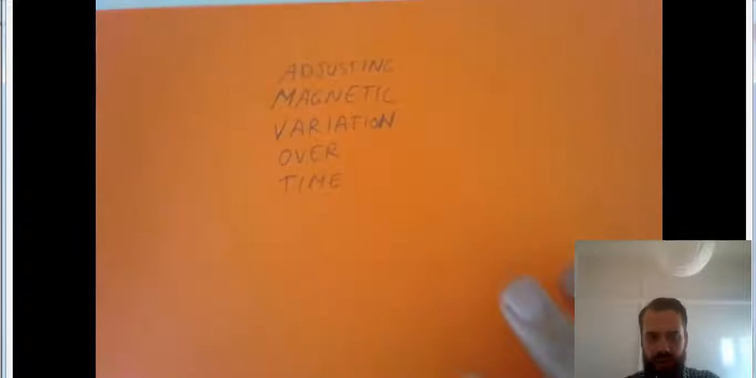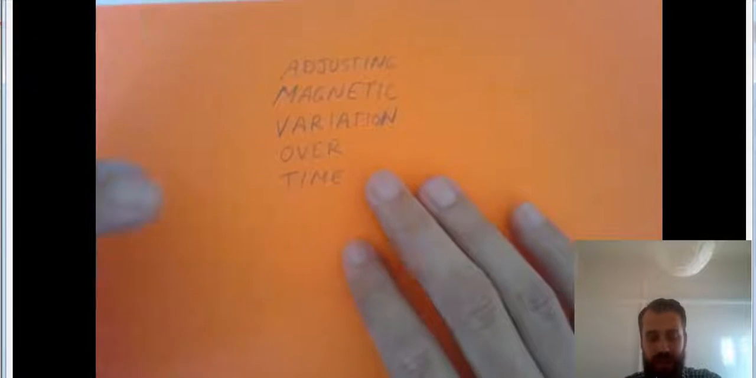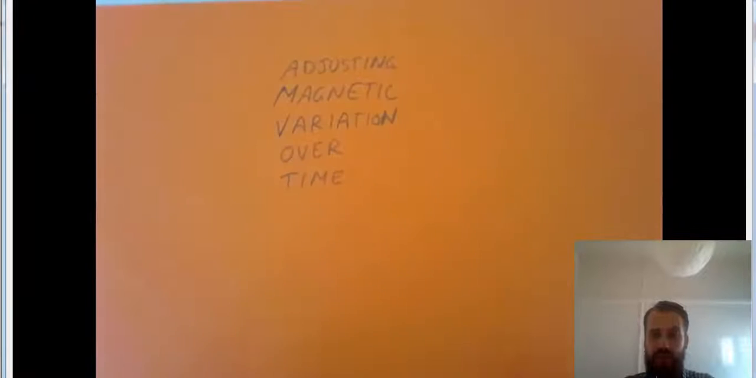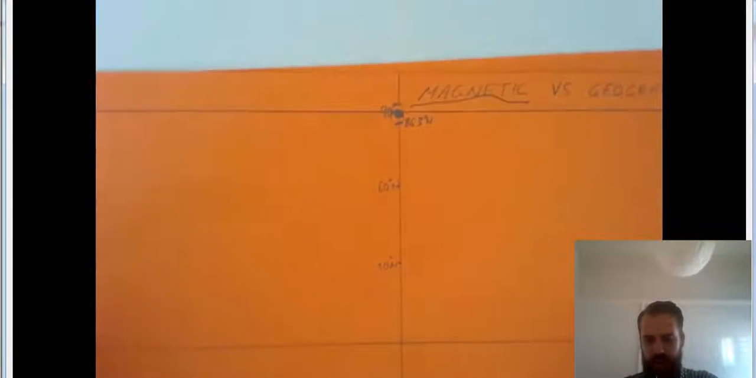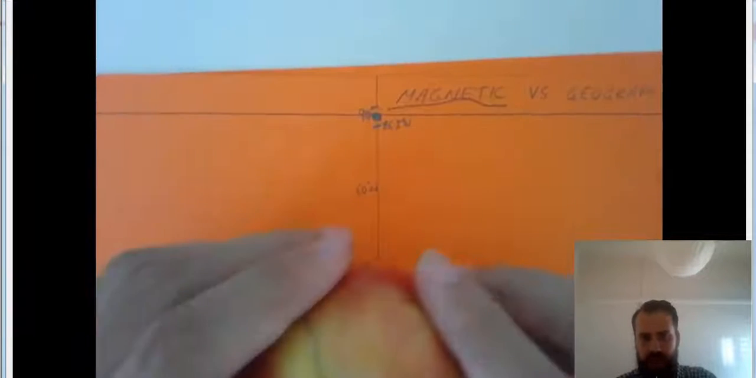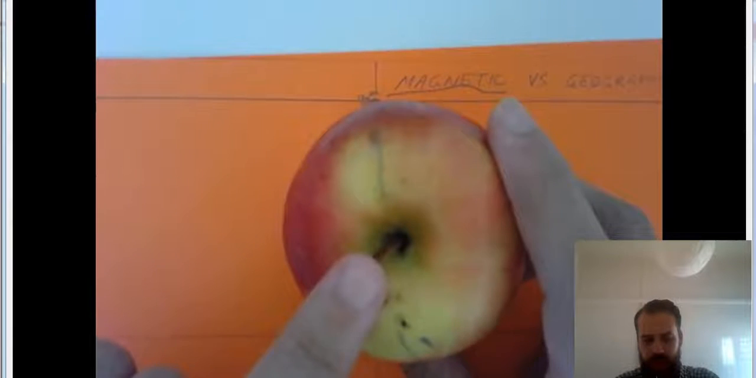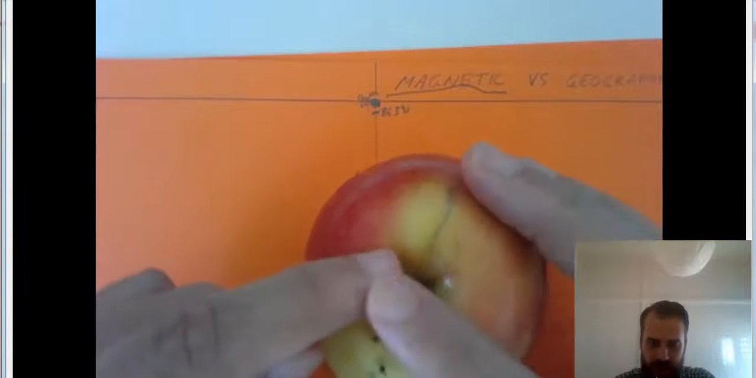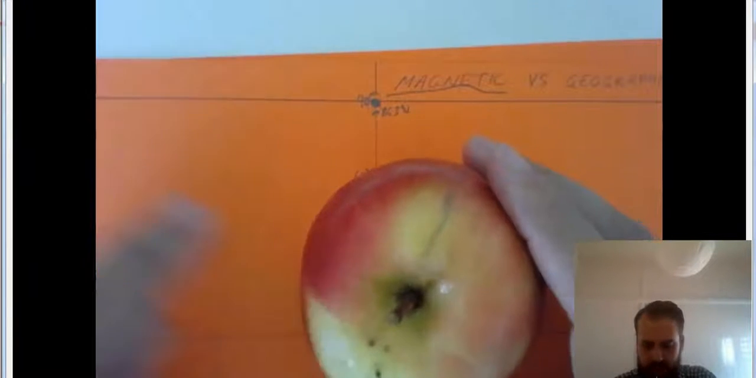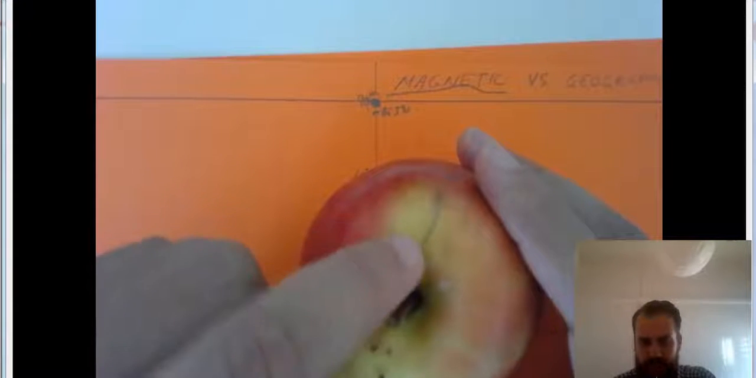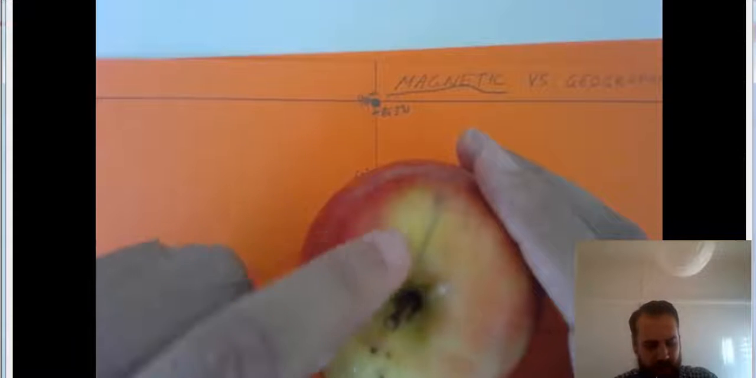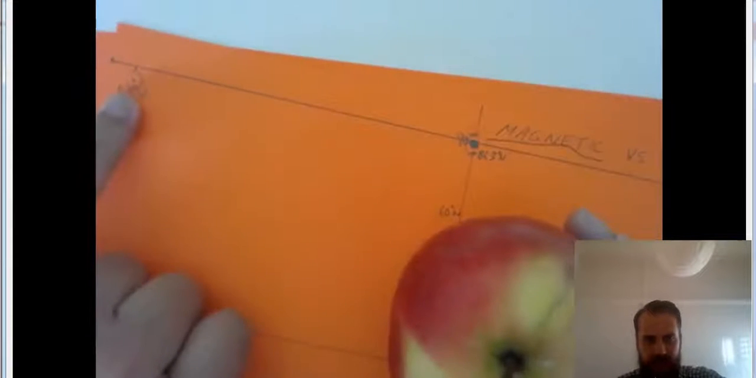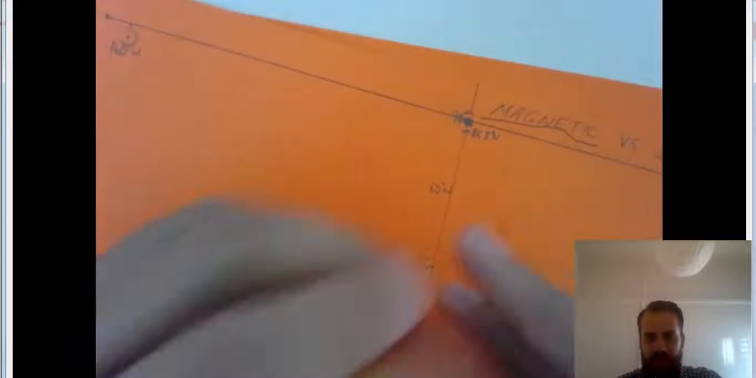So in this video, I just want to talk about adjusting magnetic variation over time. Now, in a previous video, you'll remember that I talked about the geographic North Pole being here at the stalk of your apple. And then I said there's another thing called the magnetic North Pole, and it's just off to the side a little bit, just down a little bit and just off to the side. There was our spot right there. Okay, so we've got that idea.